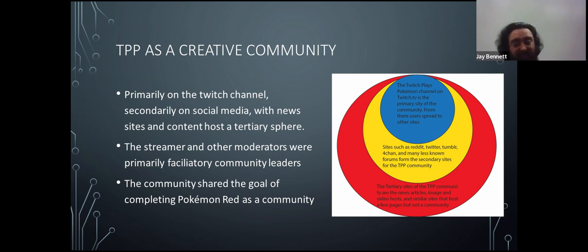Then, and this is fairly basic and obvious, they shared the goal of completing Pokemon Red as a community. Now, how they want to complete that is different. So there's a bit of disagreement. Some of them are like, democracy is a cheat and this is fundamentally not the game. Others are like, however we can complete this as a group, that's it, we're going to do that.